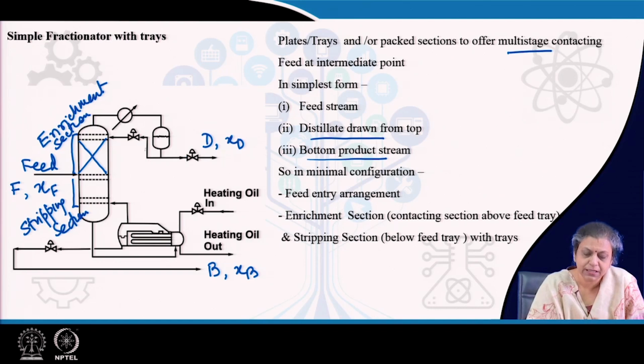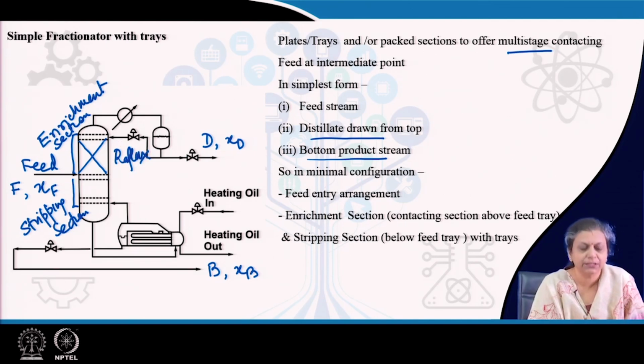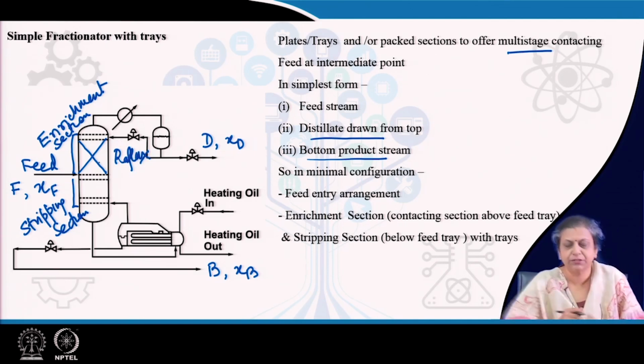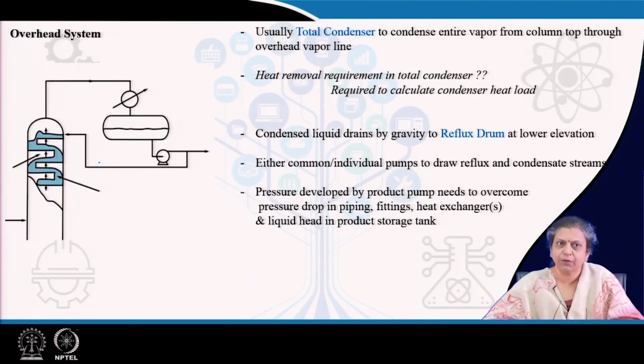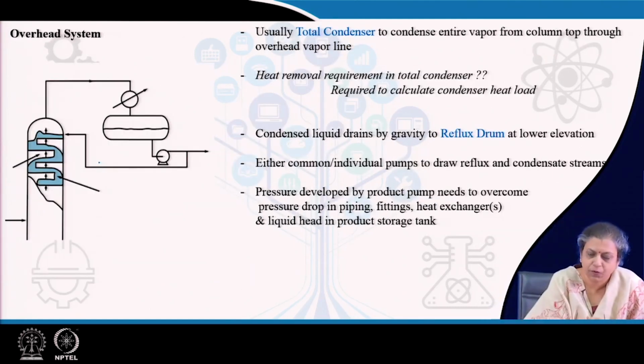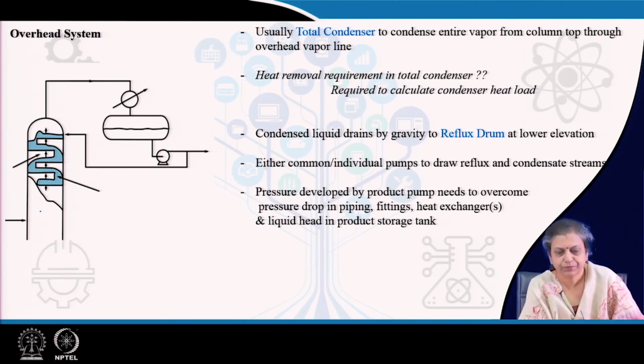Just like we need some amount of reflux from the reflux drum into the top section in order to bring about enrichment in this particular section. So, we are going to discuss one by one. First, we will be discussing the overhead system, then we will be discussing the bottom section, and finally, we will be discussing the feed entry zone.